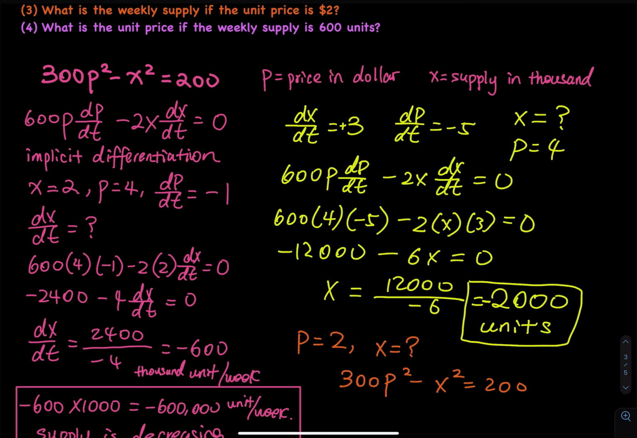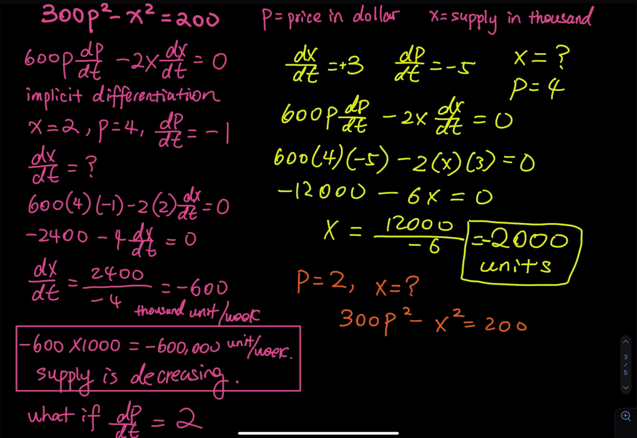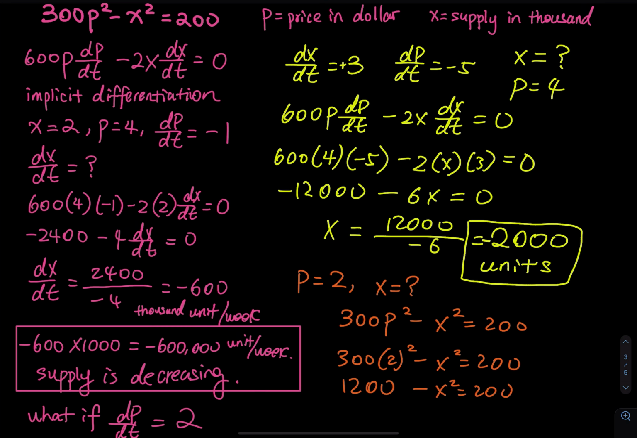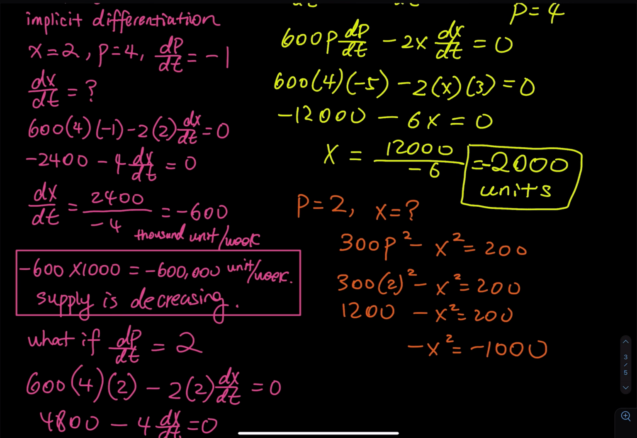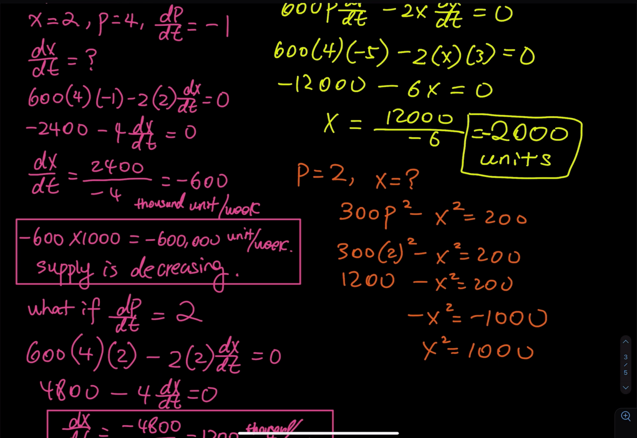So supply, don't know. Price is equal to 2. So plug in. So we have 300 times 2 squared minus x squared equals 200. So that will be 300 times 4, so that is 1200 minus x squared equals 200, and then we have the 200 minus the 1200, right? So x squared is equal to negative 1000, and then now you multiply both sides by negative, so x squared is equal to 1000, and then you take the square root on both sides, so x is equal to the square root of 1000.